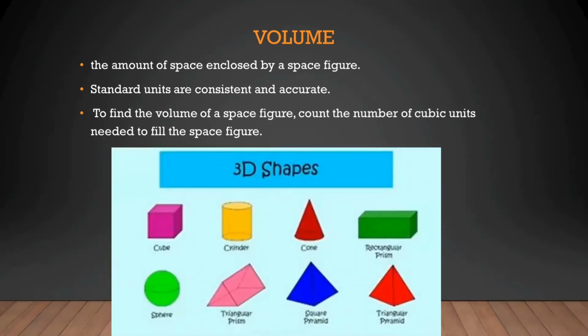So, pag sinabi nating volume, nakukuha ito doon sa ating 3D shapes. Sa 3D shapes natin, yung volume niyan o yung space natin sa loob ng 3D shape, yan yung tinatawag nating volume. So, ayan, yung nasa loob ng cylinder, cone, rectangular prism. So, nakukuha natin yung volume sa ating mga 3D shapes.